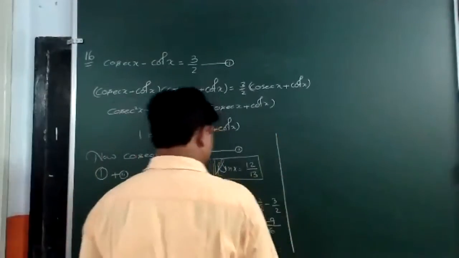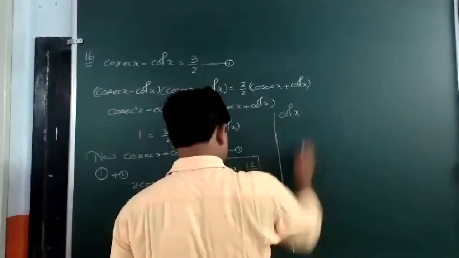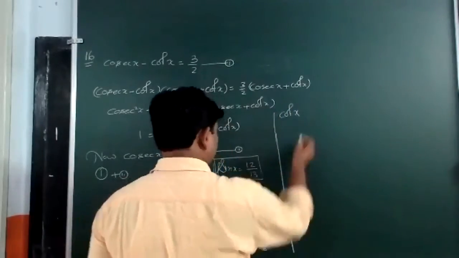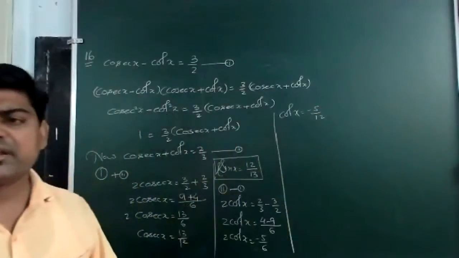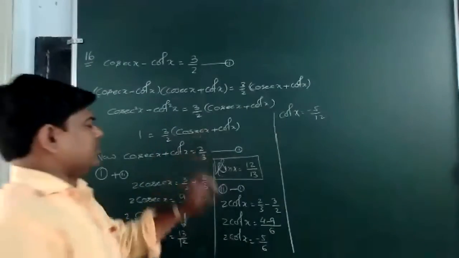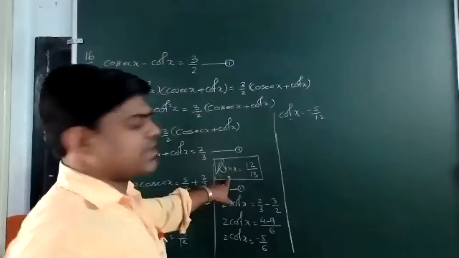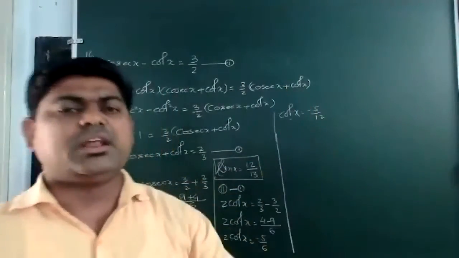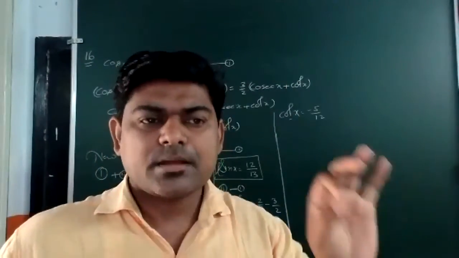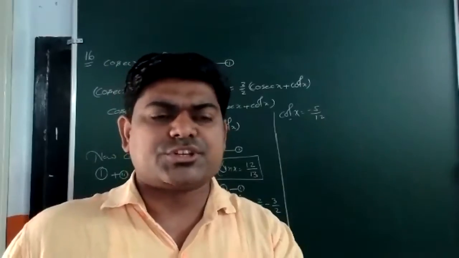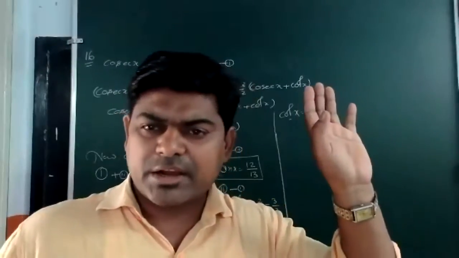And now you can see I'm having here cot x is equal to minus 5 by 12. When I transpose 2 to this side, I'll get minus 5 by 12. Now listen to me. We have got the value of cot x as negative, sin x as positive. It means it is well clear x will be in second quadrant. Am I correct? Cot is negative, sin is positive. It means it will be in second quadrant. Am I correct or not?